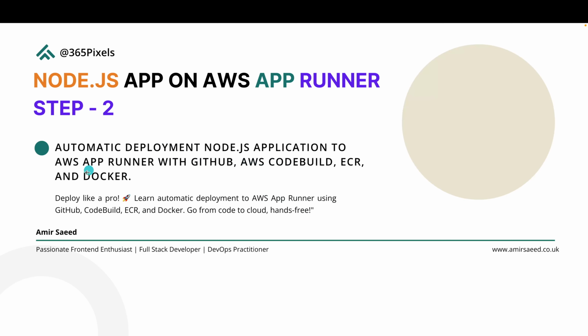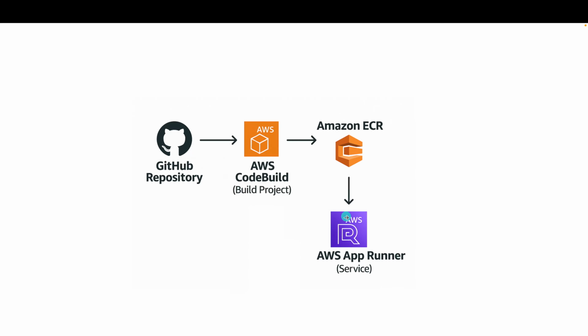Let's start with step 2, which is from ECR to App Runner. We're going to create the App Runner application, push the ECR image to App Runner, make it public, and access that application.